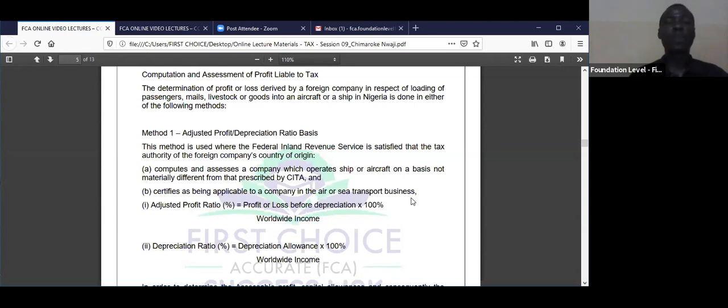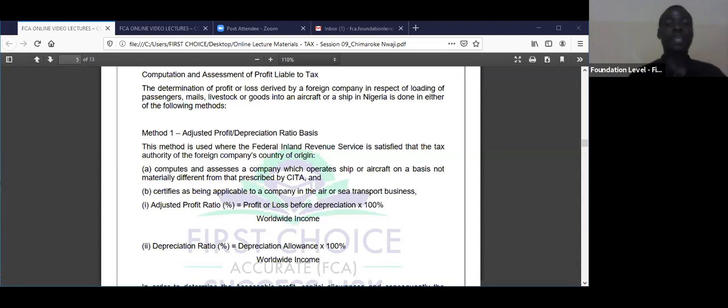Global adjusted profits. Normally, if it is Nigeria, we say gross income minus allowable expenses will give you adjusted profits. But now this is on a global scale. You are doing it globally. So it is called global adjusted profit. But when you get that, there is something else you must do. You must look for what they call the adjusted profit ratio. So what is the adjusted profit ratio? It is your global adjusted profit divided by global income. Now that profit is the profit that you have before depreciation.